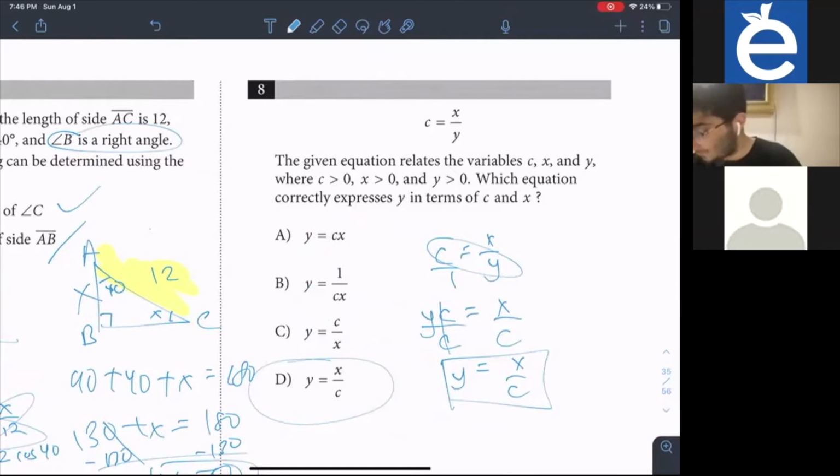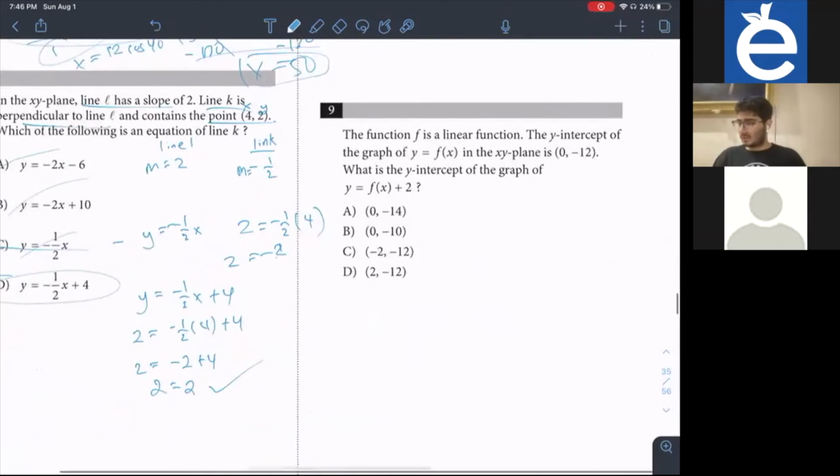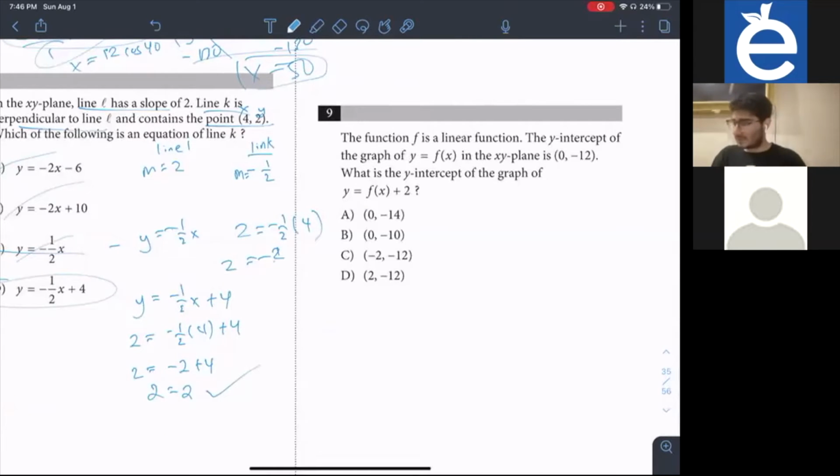Let me explain what I did again for question 8. I basically determined what they were looking for in terms of y. And then I just rearranged the equation, and then I solved for y, and that's how I got the answer. Question 9. The function f is a linear function.